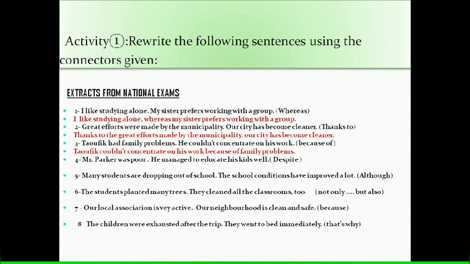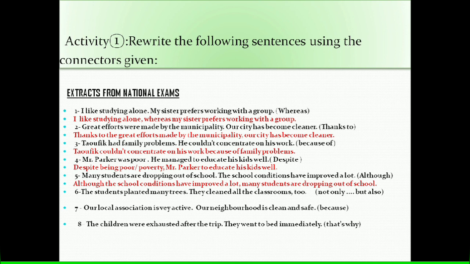Mr. Parker was poor. He managed to educate his kids well, despite concession. Very good. Despite being poor, or despite poverty, Mr. Parker managed to educate his kids well. Very good. Although the school conditions have improved a lot, many students are dropping out of school. Good. Number 6. The students planted many trees. They cleaned all the classrooms too.